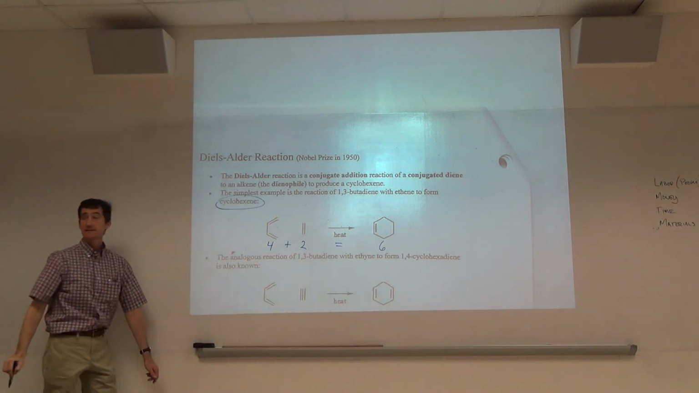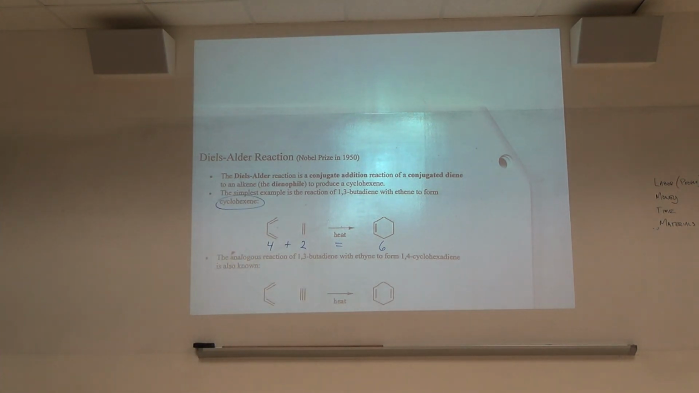Okay? It always gives a cyclohexene, with at least 1 pi bond. It may have 2 in it, and of course it may have decorations on it, like substituents. But that's the basic 4 plus 2.